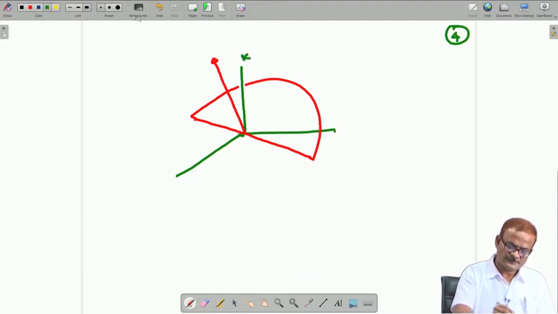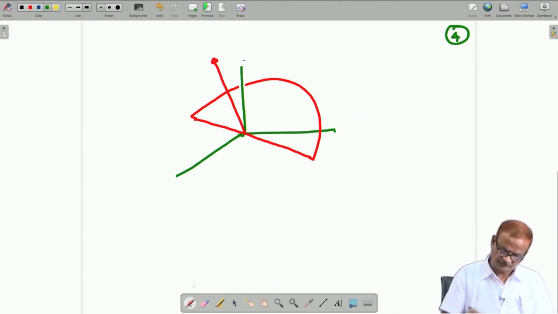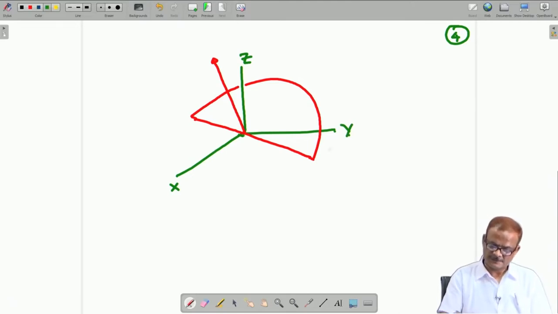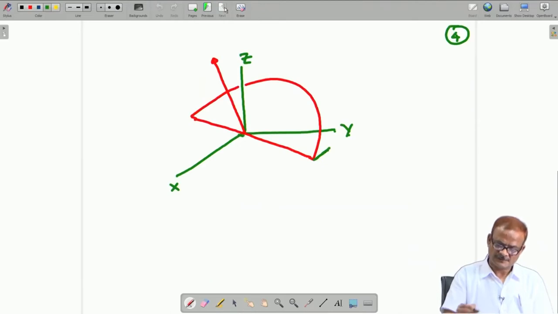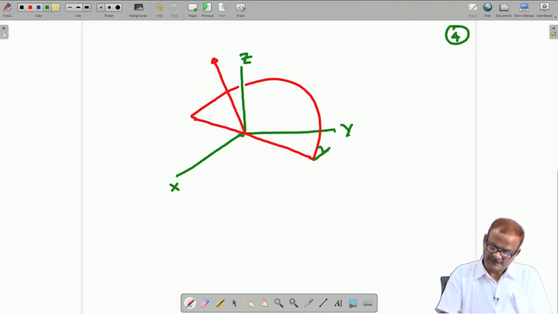This is the z direction of the inertial frame, this is the x direction of the inertial frame, this is the y direction of the inertial frame. So, you can see that this is the plane of the inertial frame which I have drawn here by this blue line, actually the color has been changed. So, this angle is your angle of inclination I.